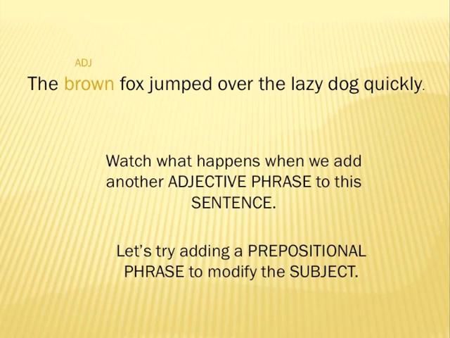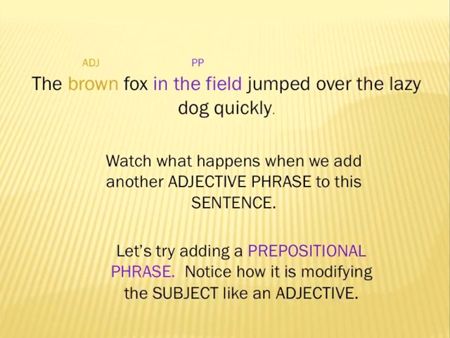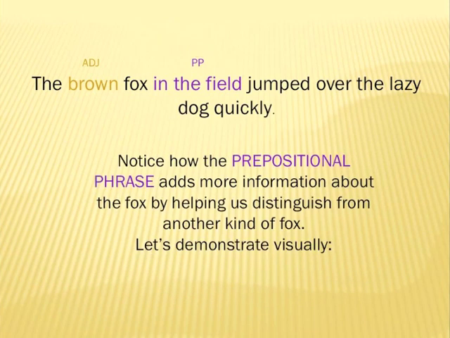Now let's add a little more information. So watch what happens when we add another adjective phrase. So let's try a prepositional phrase. So in this case, in purple, you'll notice the prepositional phrase is modifying the subject like an adjective. Now let's demonstrate this. If we think about what prepositional phrases do, perhaps the best way to do it is visually.